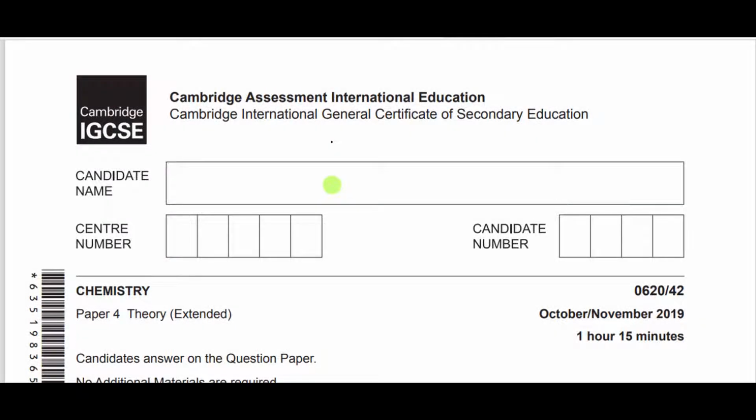In this video, we'll be answering question 1 of the October-November 2019 Cambridge IGCSE Chemistry Paper 4.